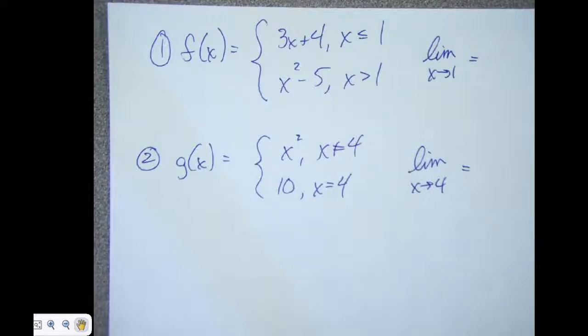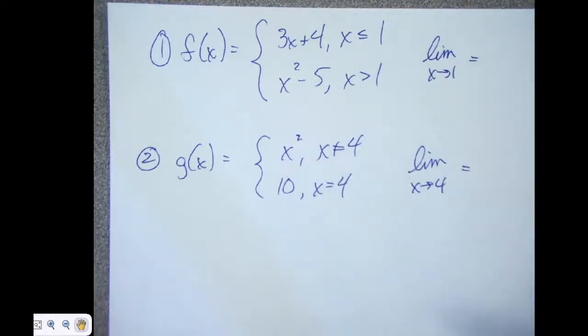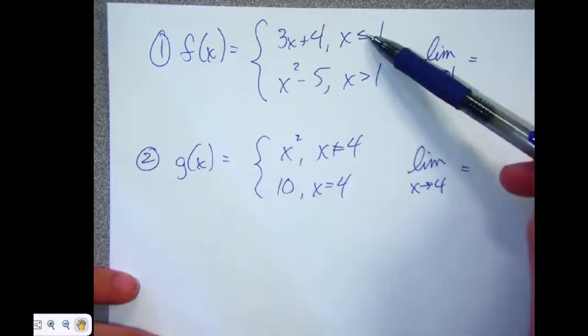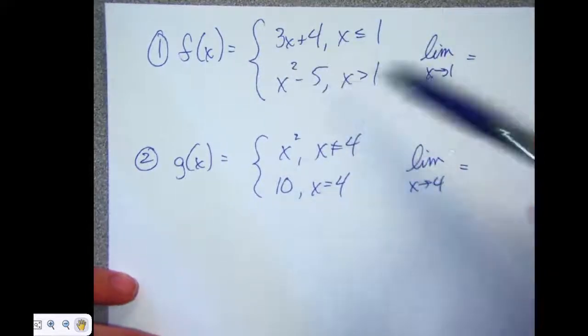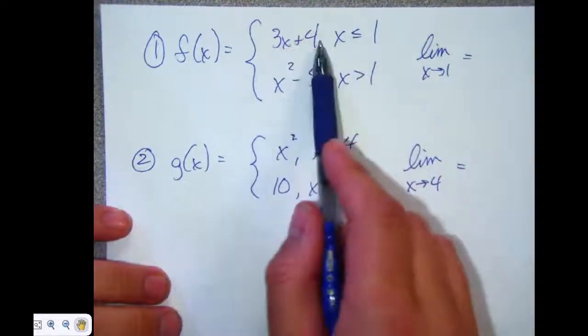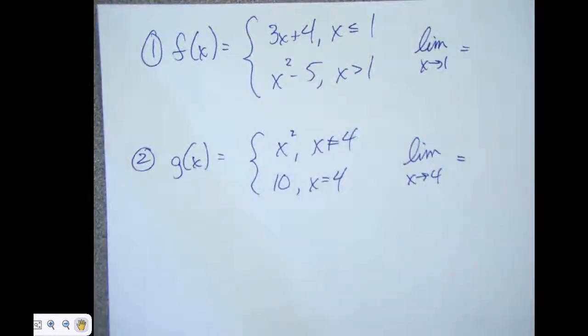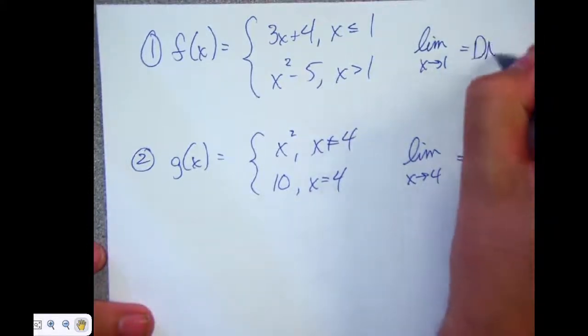Okay, so for the first one, is that 1 road or 2? That's 2 different roads. You got like one thing going on, a full equation to the left of one, and a full different equation to the right of one. And the basic question is, do they come together or not? So you're going to plug 1 into here, you'll get 7. Plug 1 into here, you'll get -4. So because you got different numbers, those roads don't meet each other. And what's the overall limit?